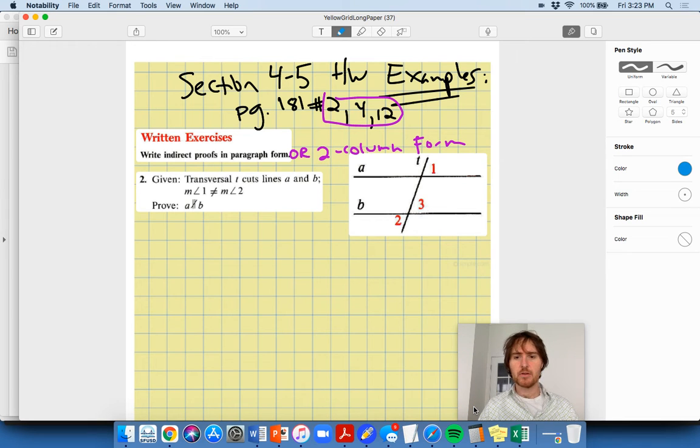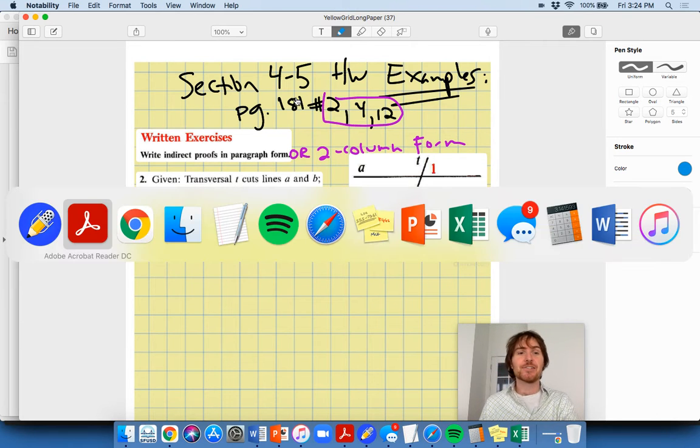I'm filming a little homework problems examples video for you today. We've got three problems I'm going to do: number 2, 4, and 12 on your homework, which has to do with section 4 or 5, which is indirect proofs. Another way we can think about indirect proofs is we can call them proof by contradiction. So we're going to find contradictions here to prove our case.